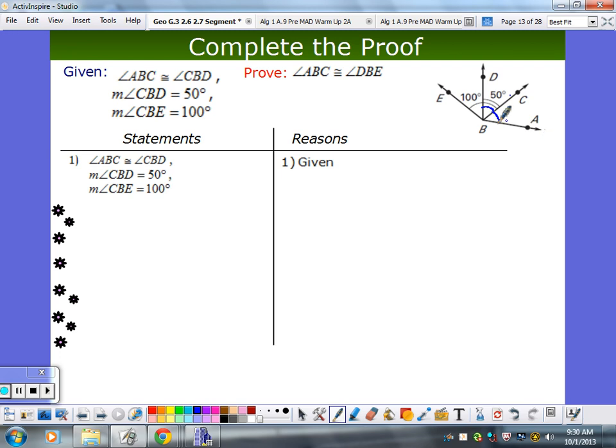ABC is congruent to DBE. So I'm trying to prove, let me see if I can mark that here. ABC, I want to prove that one's congruent to this one, DBE. Right? If I'm reading it right.